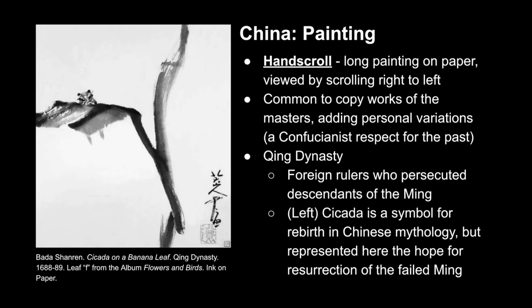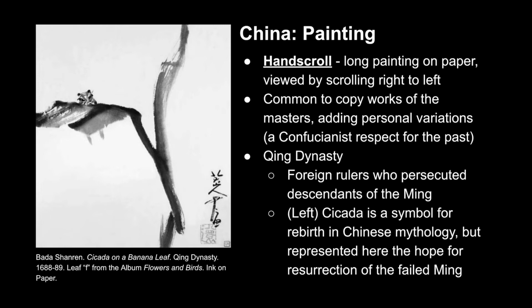Throughout the history of Chinese painting, it was very common for artists to copy the works of masters, sometimes just to learn more about the process, and other times adding their own personal variations. This practice of looking to the past just reiterated the Confucianist respect for those who came before.